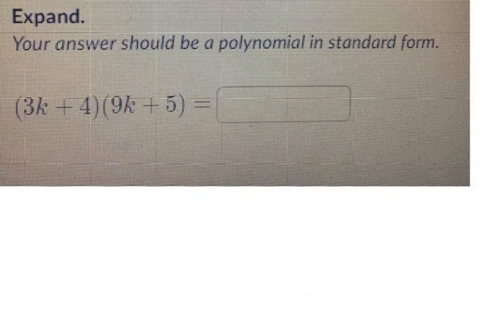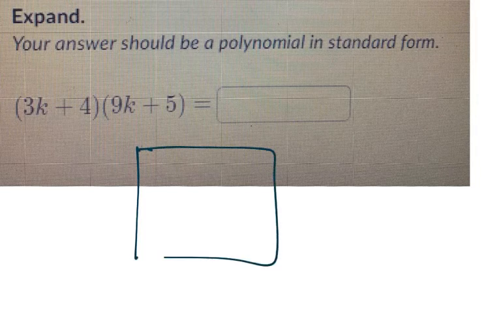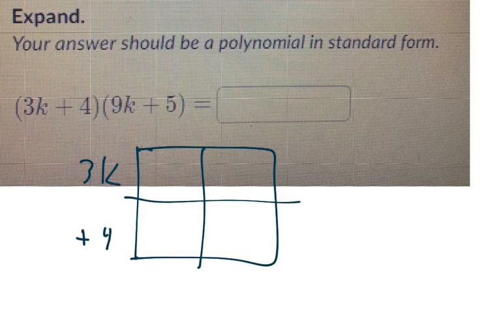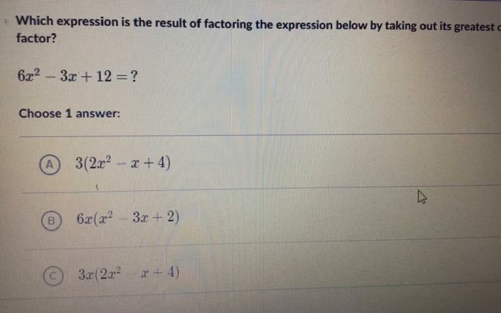All right, let's see what the next one is. Guys, do you agree that we're just going to set it up with a box? 3k plus 4, 9k plus 5, like that. And you guys know how to do this, I hope. Because I'm going to assume you know how to do this. And that way I can shorten the video a little bit.